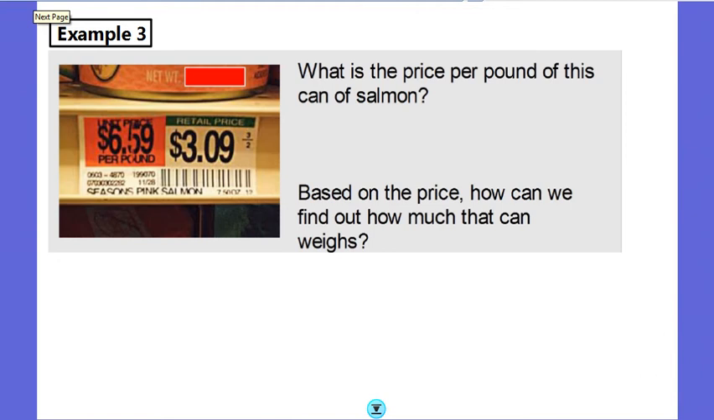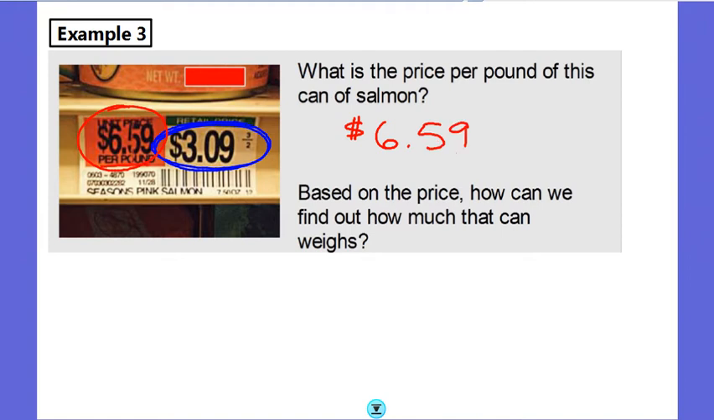So here's an example of something you might see in a real grocery store. Okay, so we have a shelf item here with a price. It says the retail price here is going to be $3.09 right there. So it says $3.09, and it gives you the unit price here. Okay, the unit price is $6.59 per pound. And so for the first part of the question, what is the price per pound of this can of salmon? It tells you. So this is a pretty easy one. It's just $6.59. And it says it right on the sticker there.